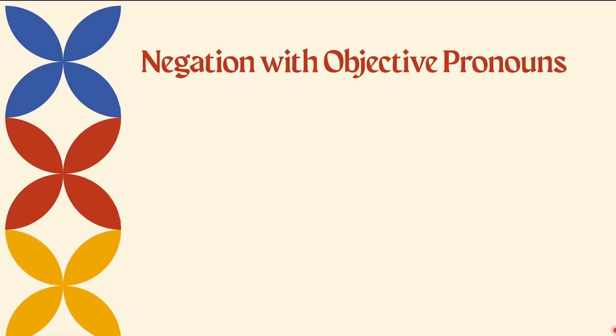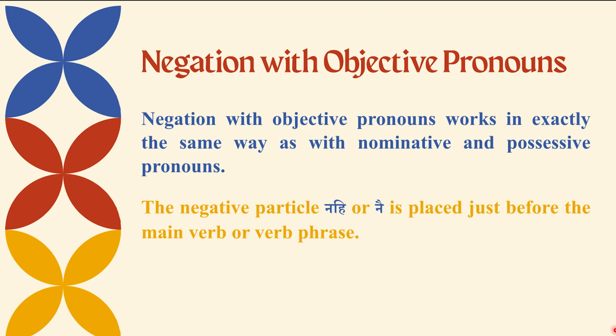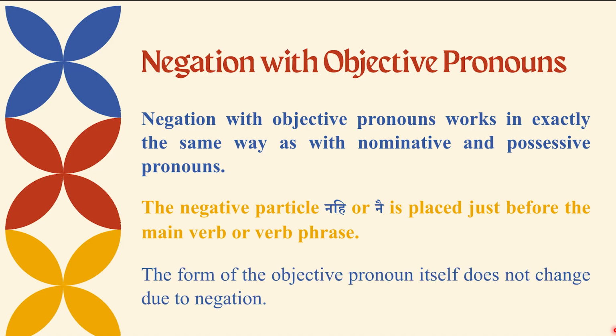So, how do we negate sentences that have objective pronouns? Let us see some examples. Negation with objective pronouns works in exactly the same way as with nominative and possessive pronouns. The negative particle nahi is placed just before the main verb or verb phrase. The verb form of the objective pronoun itself does not change due to negation.